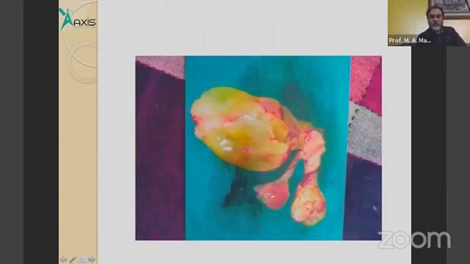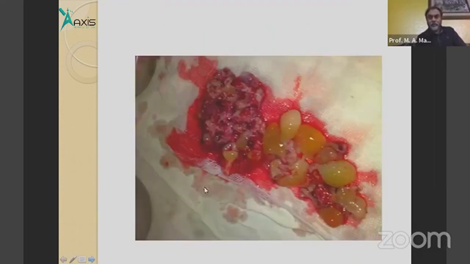This is another classical picture of antrochoanal polyp. This is the ethmoidal polyps. Look at the multiple polypoid lesions like a bunch of grapes. So all about ethmoidal polyps: how it comes, where it goes, treatment of polyp.